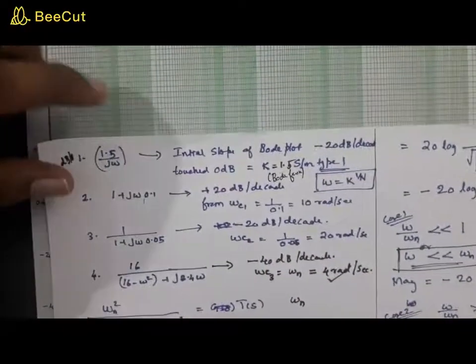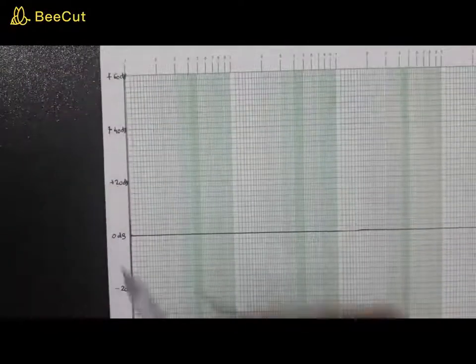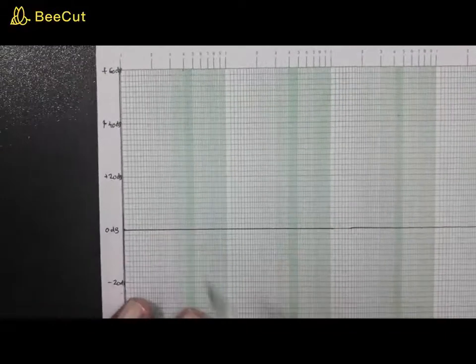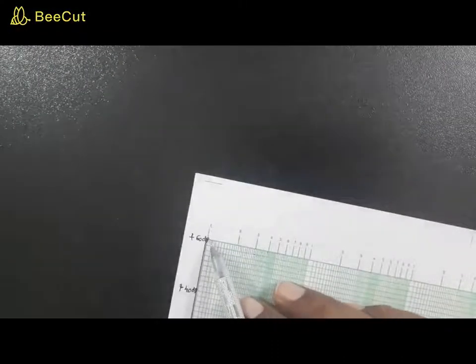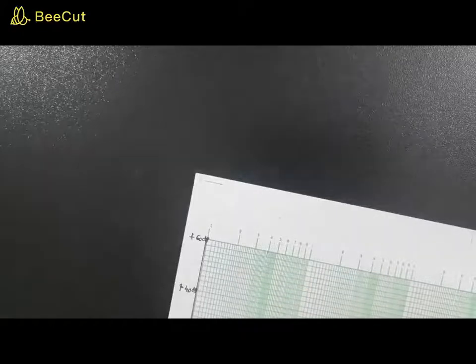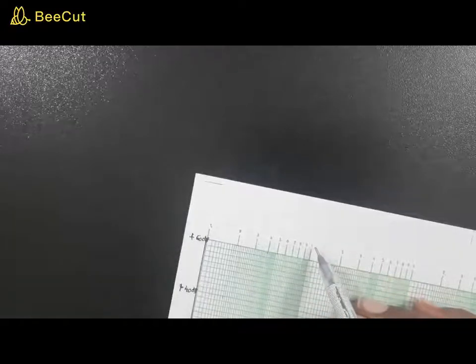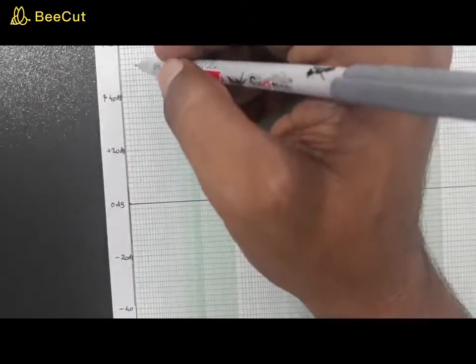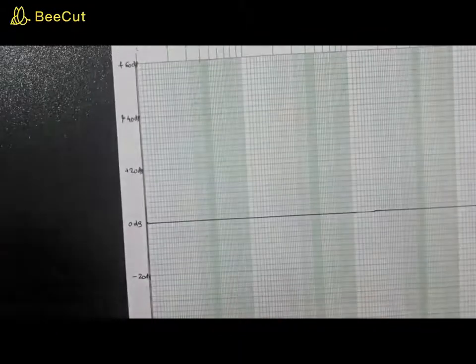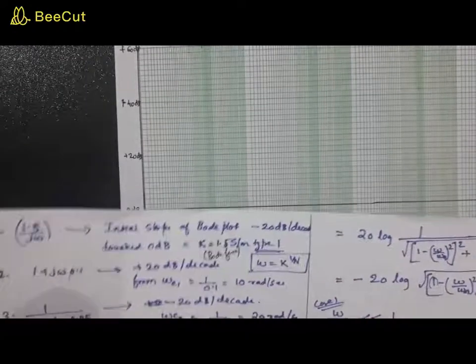So how to draw the initial slope? First of all, you need to find this 1.5. This is your 1, and this is 2 radians per second. If this is 1, this must be 2 radians. So a midpoint in between becomes your 1.5. So this is 1 and 2, 3 up to 10. From this you can find the 1.5. Till that 1.5, this will have a minus 20 dB. So the Bode plot will be plotted as shown.